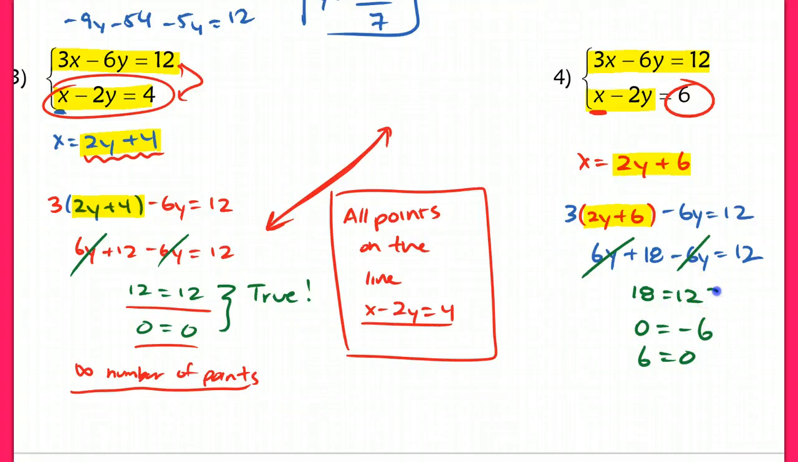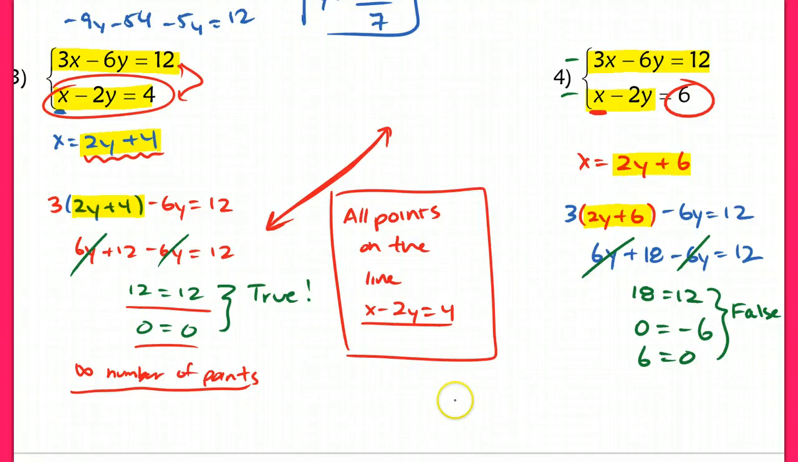Now, all of these statements, since they have no variable term and they are not true, are all false. That means that this particular system does not have a single point that would satisfy both of these lines at the exact same time, meaning these lines never cross.